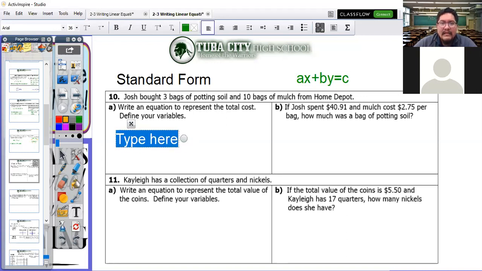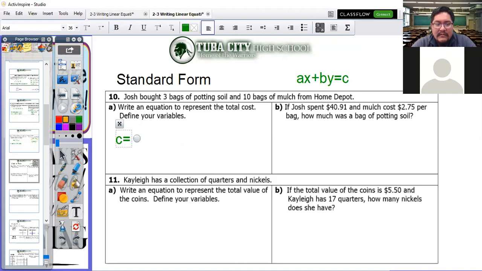So A value, now this one's a bit of a weird one because normally when we're calculating the cost, we know the price. But in this case, it says he has 3 bags of potting soil and 10 bags of mulch. So we know how much he bought, but we don't know how much they cost. It's a slightly different thing, but don't worry too much about it. Just use what you know. So we'll go with C is for cost because that's what it says.